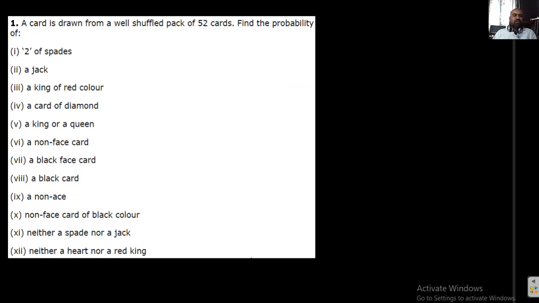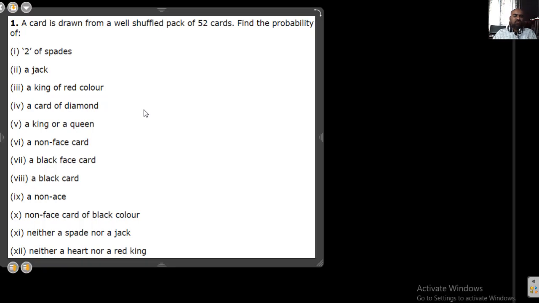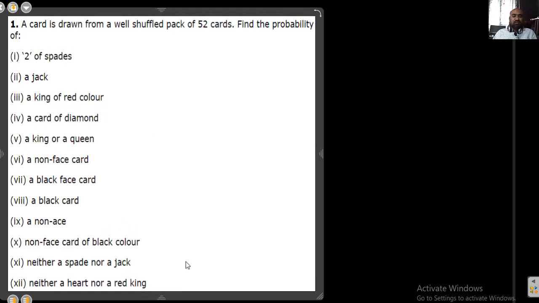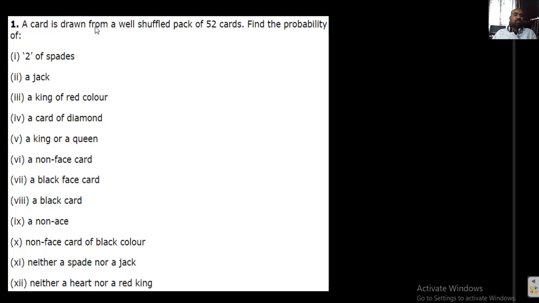Now we want to solve some problems based on the playing cards concept. Here a question is given, students. This is an example problem. A card is drawn from a well shuffled pack of 52 cards. Find the probability that the card is 2 of spades. There are 52 cards in total, and only one 2 of spades. Favorable cards 1, total cards 52. The required probability is 1 by 52.